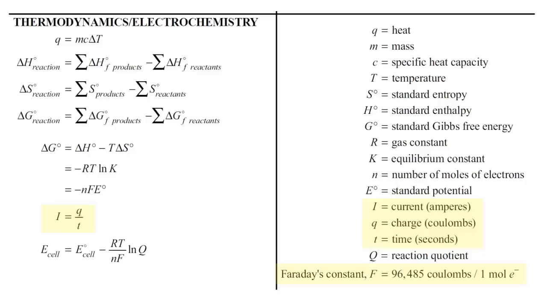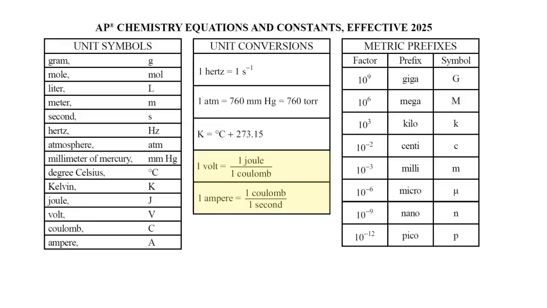Now the current is normally measured in units of amps. The charge is in units of coulombs, and time is in seconds. So 1 amp is equal to 1 coulomb per second. You can also see Faraday's constant, so 96,485, that's the number of coulombs for every 1 mole of electrons. Now, if you look on the unit conversions section of the AP Chemistry equation sheet, you can see that 1 volt is equal to 1 joule per coulomb, and 1 amp is equal to 1 coulomb per second.